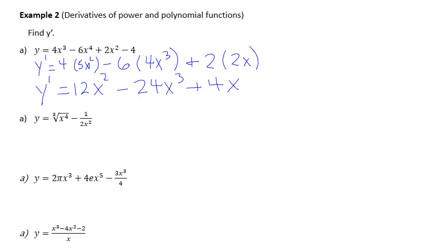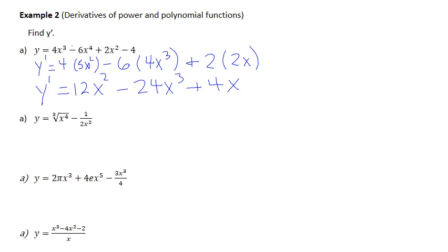Notice that I could have shortcut that process. I know the 4 is going to come along. I'm bringing the 3 down. 4 times 3 is 12. Subtract 1 off the power, x squared. 6 times 4 is 24. Subtract 1 off the power, x cubed. 2 times 2 is 4. Subtract 1 off the power, x, and the derivative of the 4 is 0.